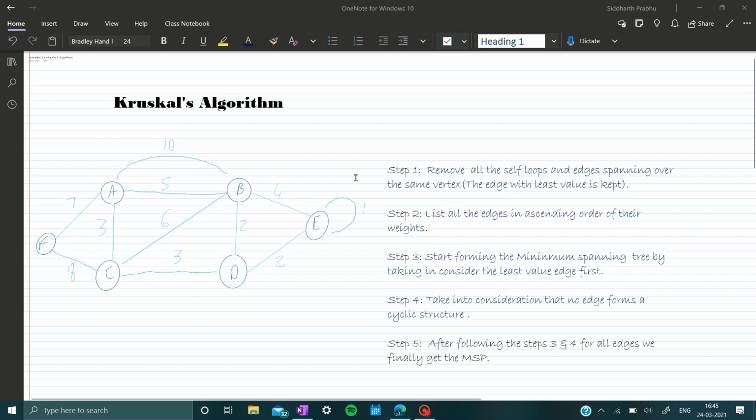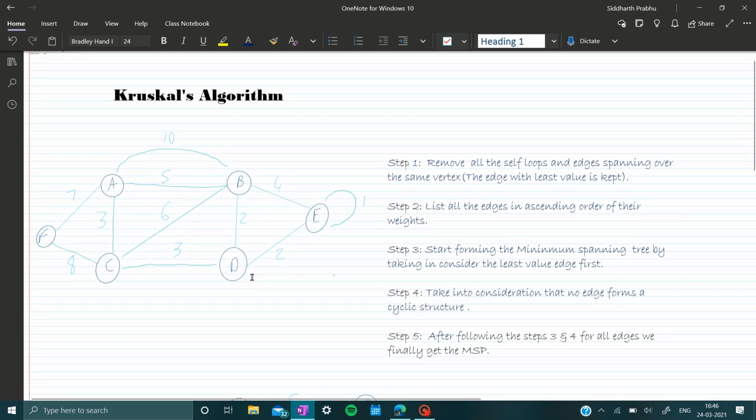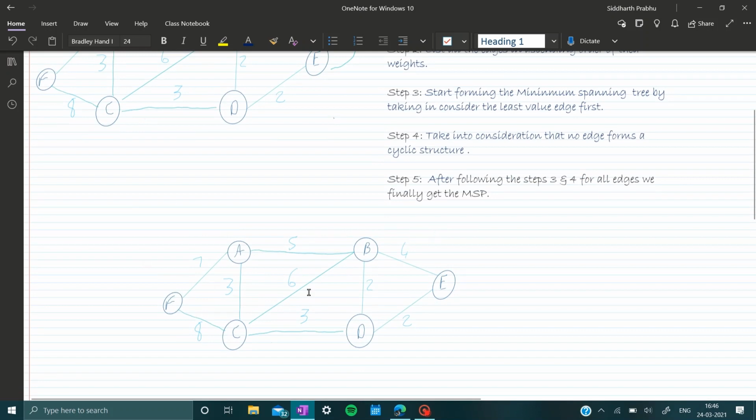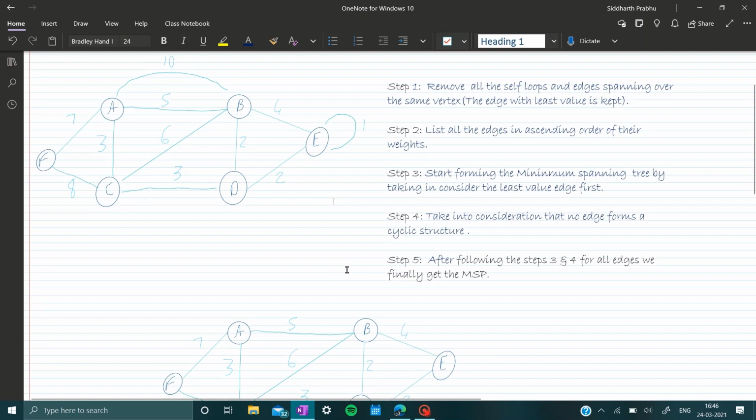As shown in the example, the edge over the E weighted 1 is an example of a self loop, and the edges over A to B weighing 5 and 10 are examples of edges over the same vertex. As we said, these edges are not allowed. That's why the edge with the weight 1 and the edge with the weight 10 will be removed, because 5 has a lesser weight compared to 10, and it will be kept.